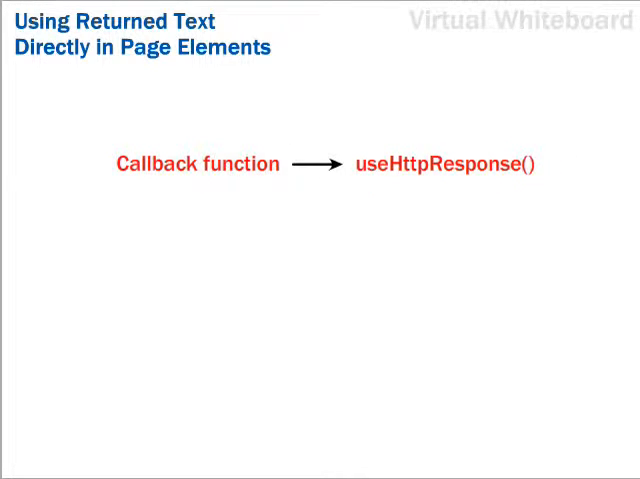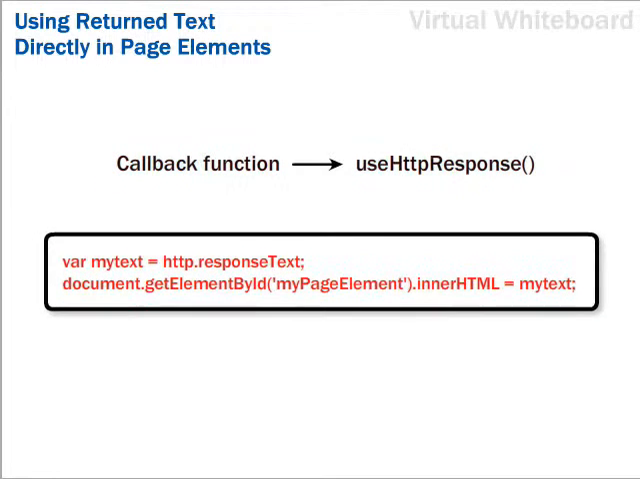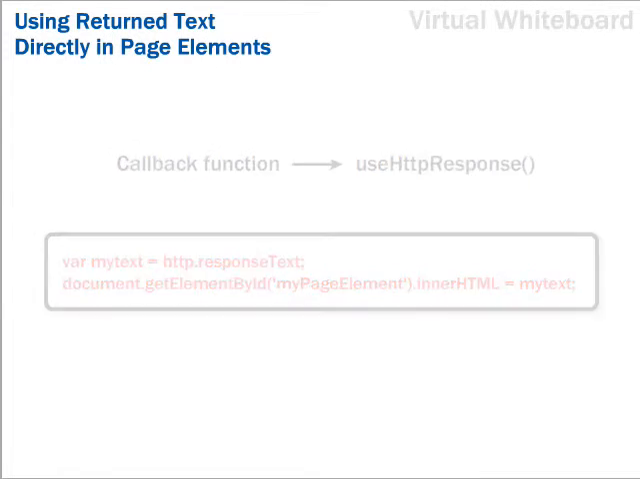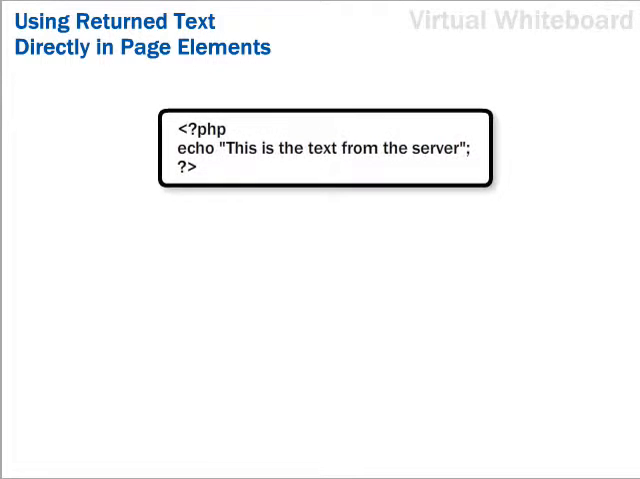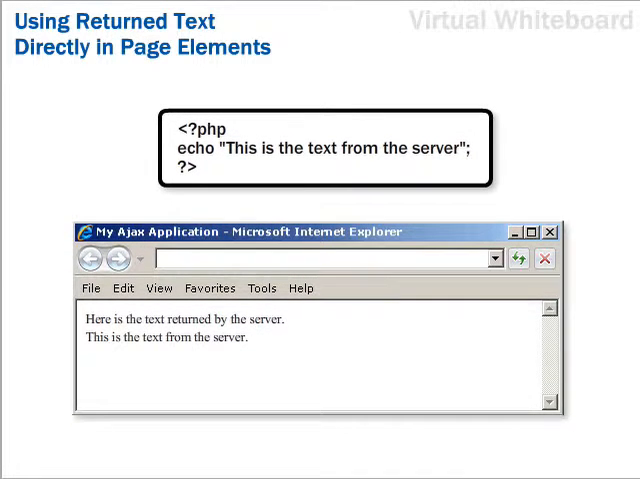The part that interests us here is the callback function useHTTPResponse, which contains these lines. Here we have simply assigned the value received in response text to become the content of our chosen div container. Running the preceding code with the simple server-side script produces this screen display.